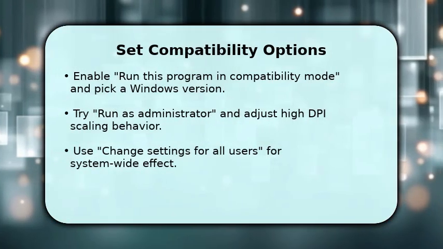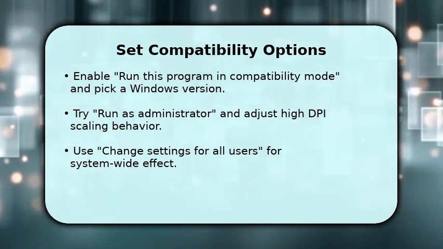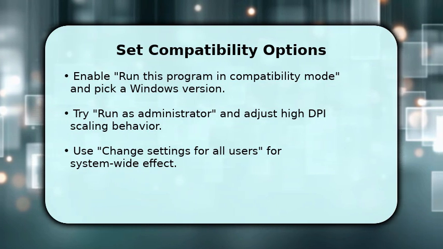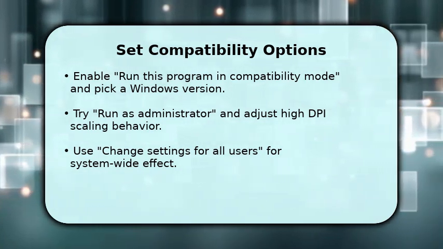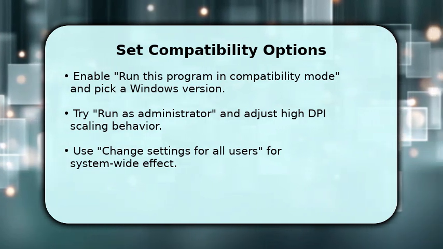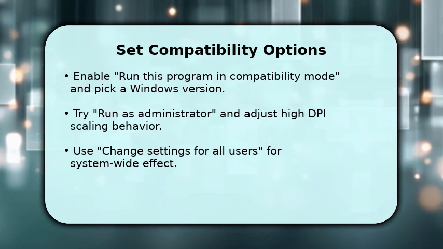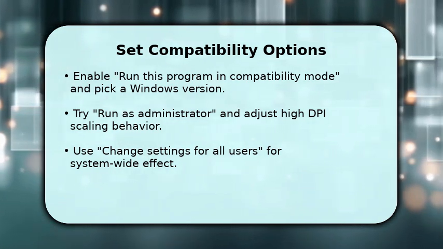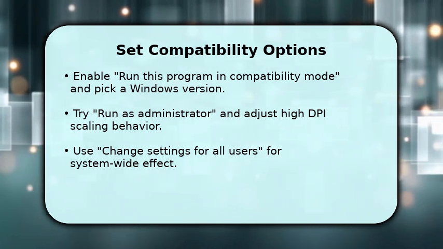Once on the Compatibility tab, check Run this program in compatibility mode and pick the Windows version the app was built for. This forces legacy behavior. Then consider Run this program as an administrator to grant required privileges that modern accounts restrict. Make adjustments for high DPI scaling if visuals are blurry, choose System, System Enhanced, or Application to test.